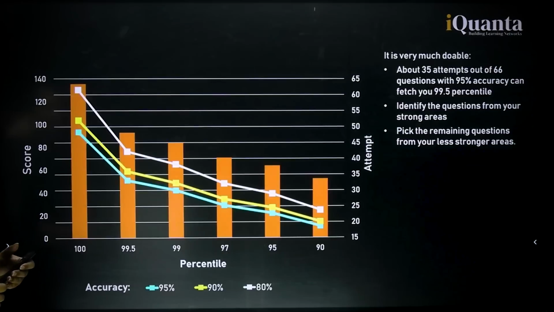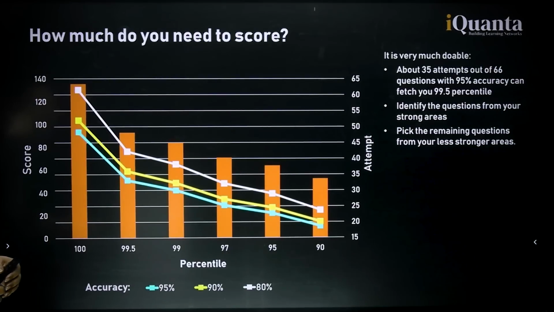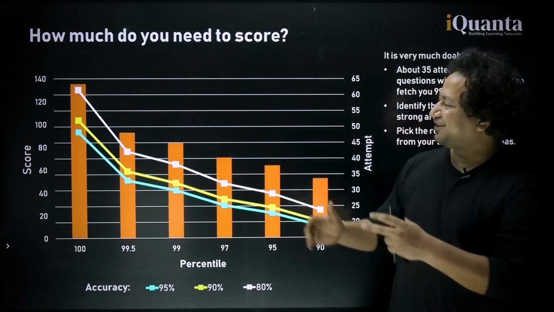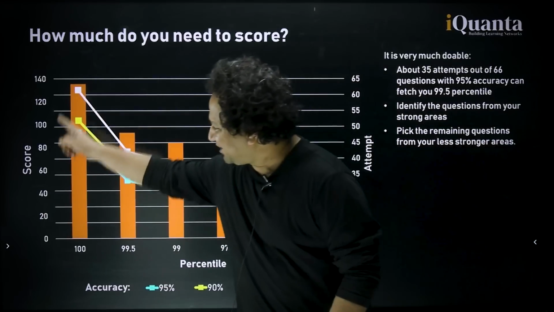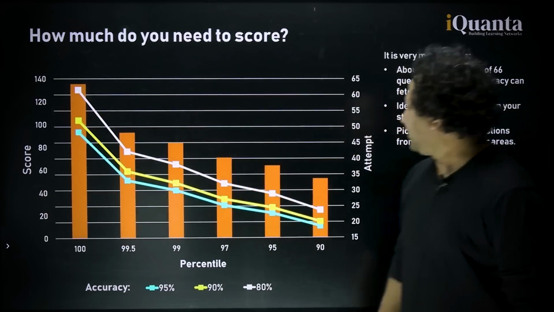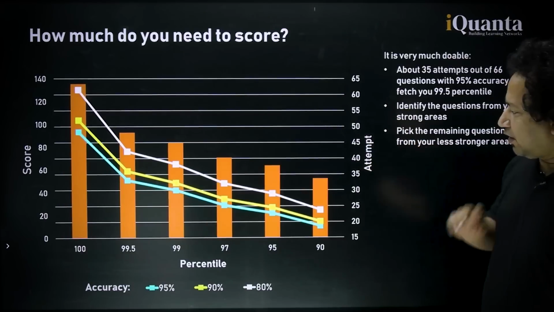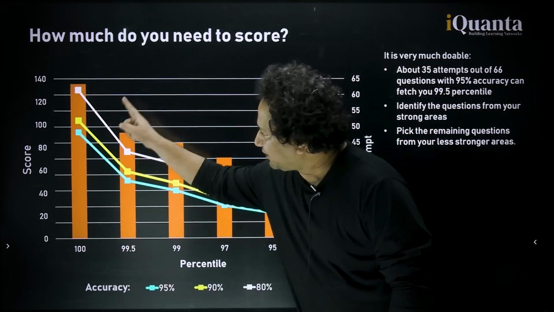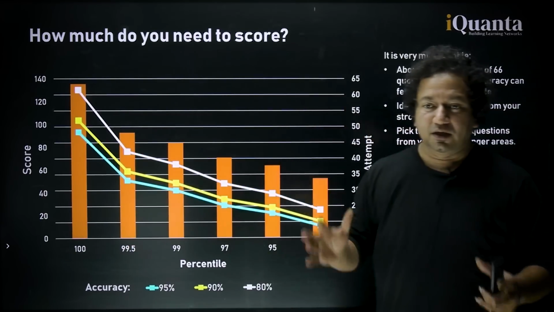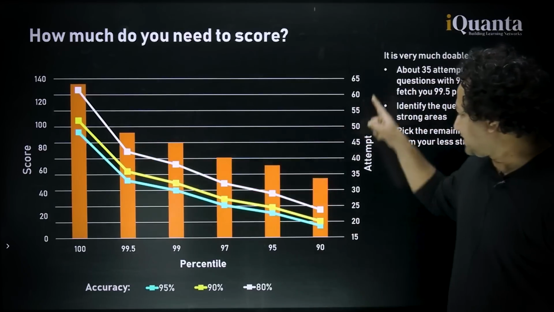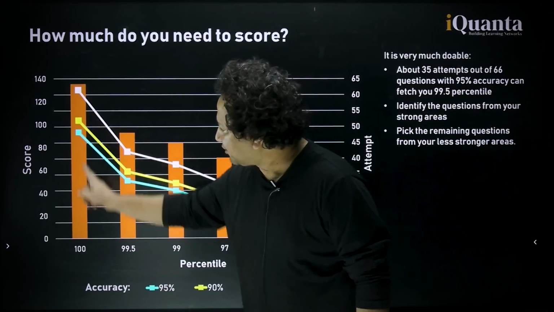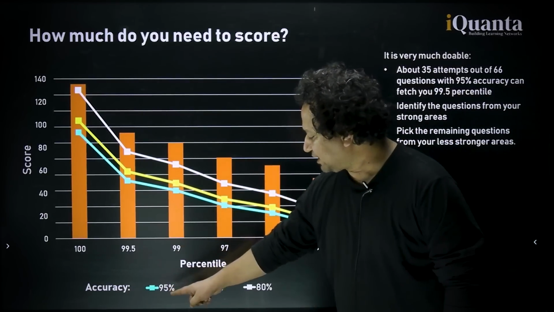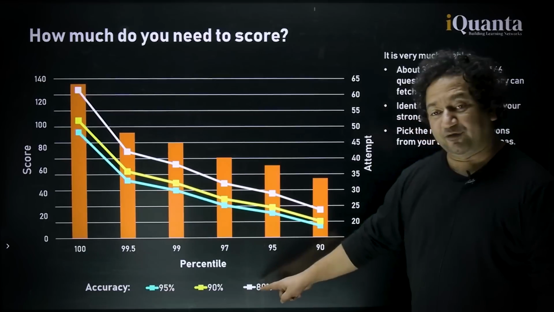All right. Now, let us understand how much you need to score. Well, this is basically a kind of a data interpretation set only. So on the left hand side, you can see the scores from 0 to 140, and here you can see the number of attempts. All right. While these lines, they are basically showing the accuracy, and the orange columns are showing the scores. So lines correspond to right hand side attempts, and this corresponds to left hand side, that is the scores. Blue line denotes 95% accuracy, yellow denotes 90%, and white denotes 80%.